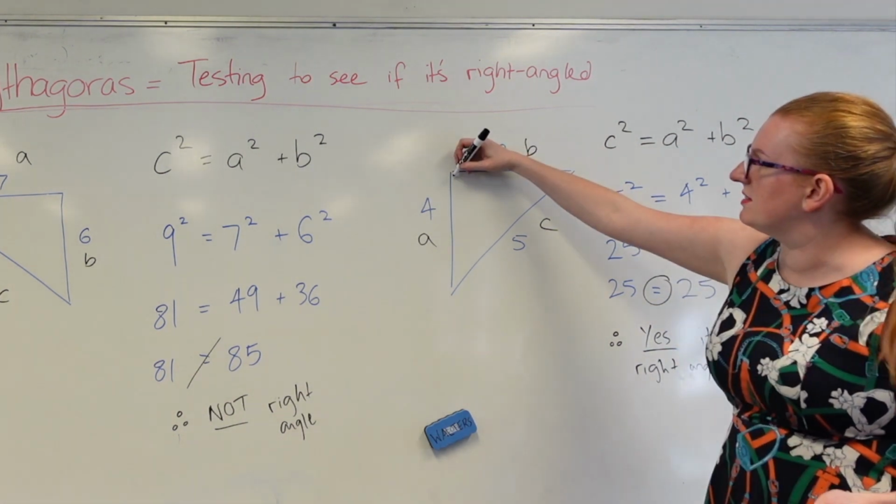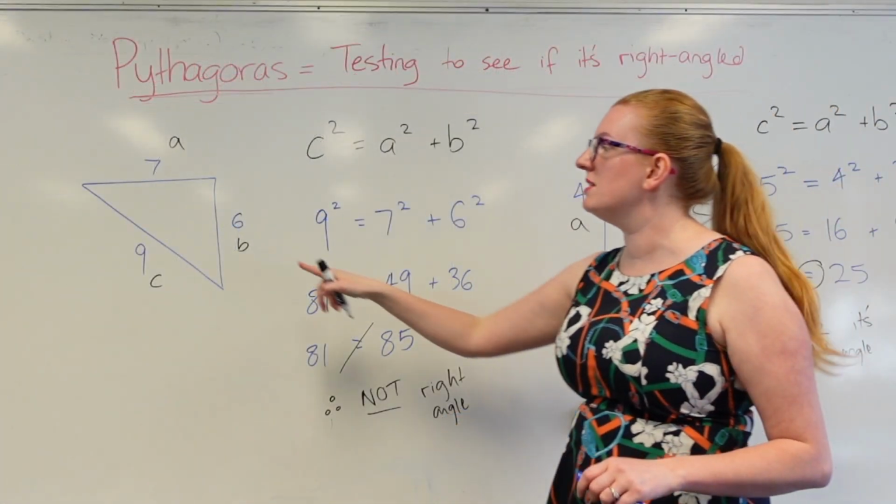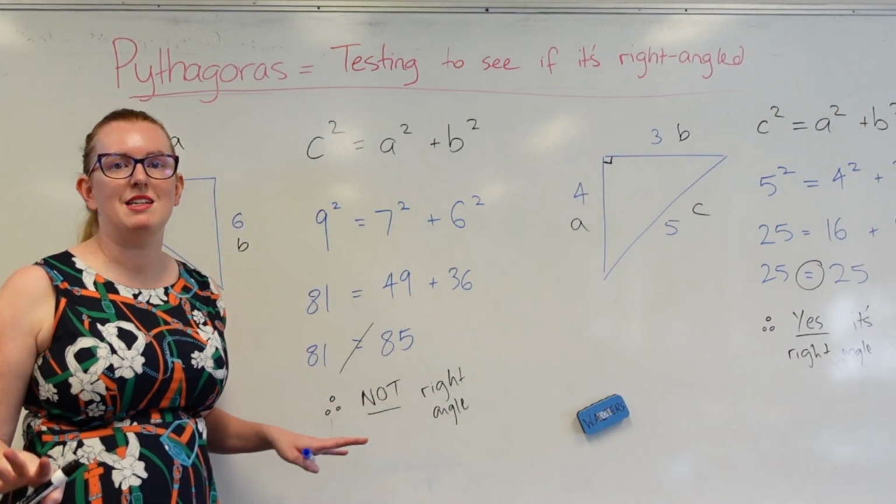Which means that this triangle does need to have a little right angle symbol in there, whereas this one is not a right angle triangle, so it doesn't need to have that symbol.